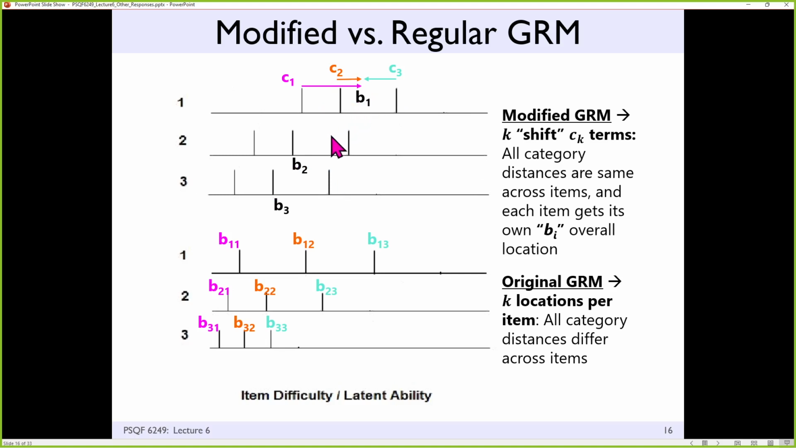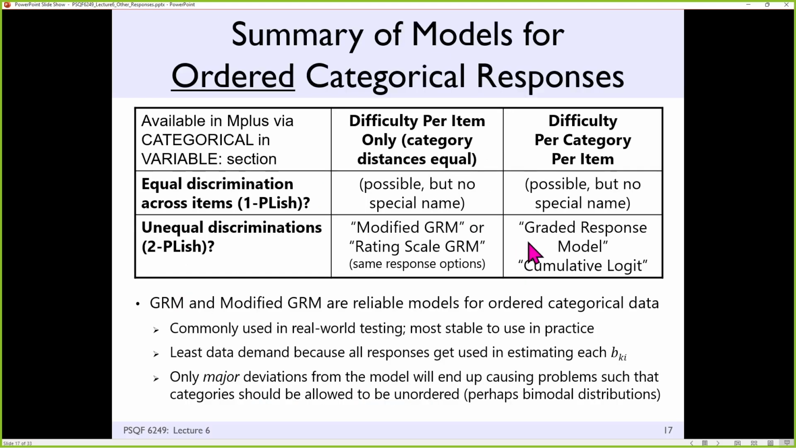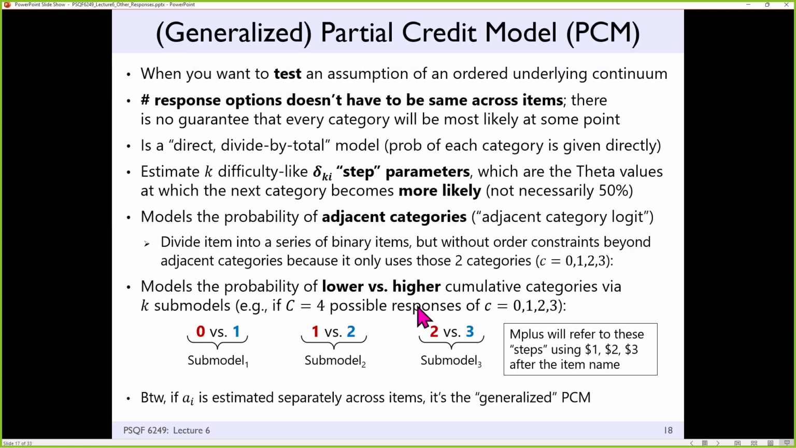So it estimates a common location parameter and then forces the distance from that common location to each of the submodels to be the same across items. So it saves a whole lot of parameters. That's called a rating scale model. It doesn't have a special name if you fit a constrained version where the loadings are constrained equal, but that's possible. Here's another one, partial credit.